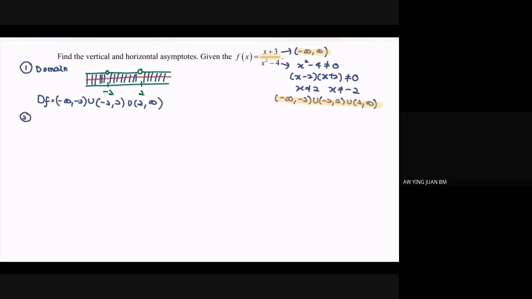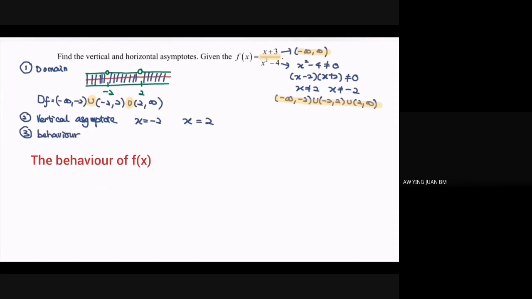Step number 2, vertical asymptote. In this case, kindly refer to the domain. We have two vertical asymptotes, which are x equals negative 2 and x equals 2. Step number 3, we're going to study the behavior. So, have a number line. We have negative 2 and 2. Let's suggest a value for each part. So, for negative 2 from the left, we have negative 2.0001. As for the right, we will have negative 1.9999.